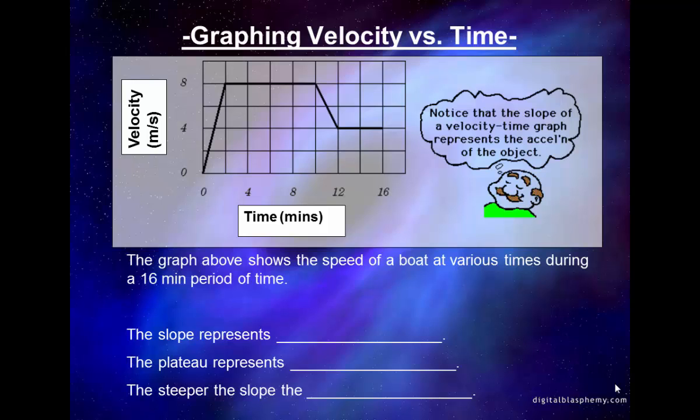Catherine? Yeah, there's a change in velocity, which we call what? What do we call a change in velocity? Yeah. Acceleration. So what's happening? It's accelerating. Its velocity is going from 0 to 8 meters per second. What does this plateau represent? Jason? Yeah, constant speed. Staying at 8 kilometers per hour for a while. What about the down part of the line, Ian? Deceleration. So the steeper the slope of the line, what does that mean?